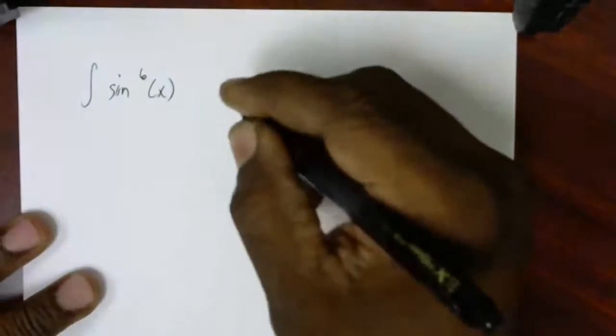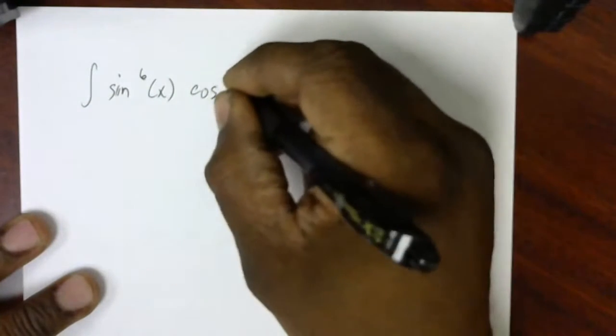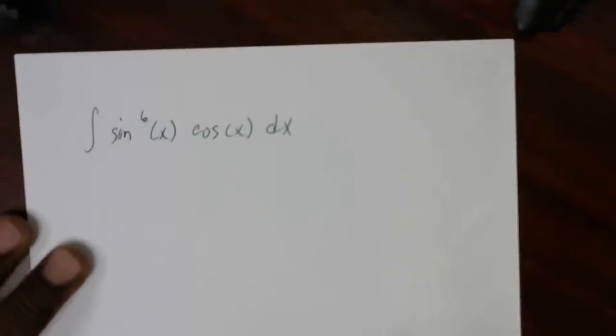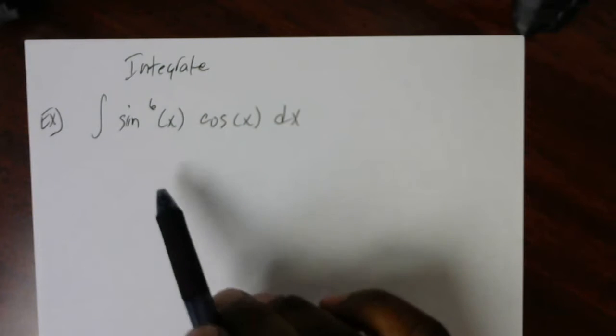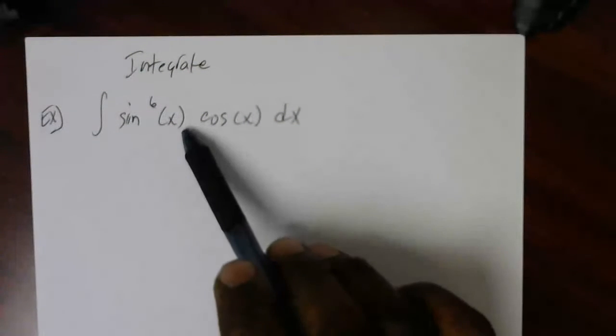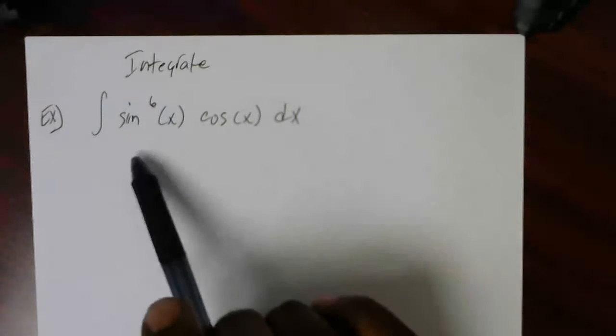Okay, here we're asked to integrate sine to the 6th power x times cosine x dx. And this should be similar to your number 1 in section 3.2. Now, in the last section, we talked about integration by parts, and integration by parts was in fact used to integrate a product, right? And here we do have a product. We have sine raised to the 6th power of x times cosine x, right? Which is a product.